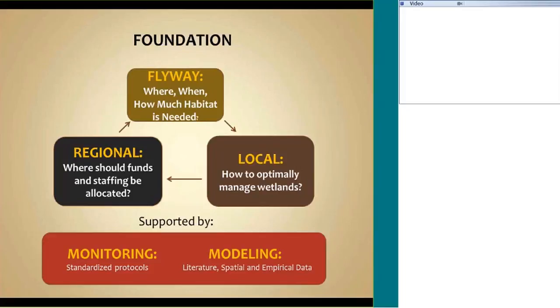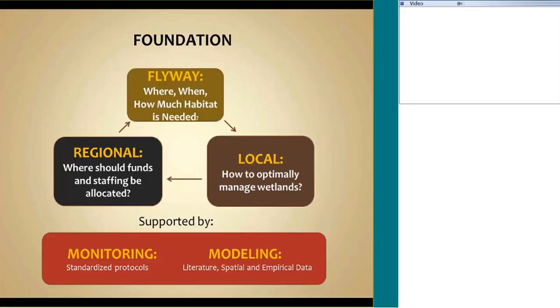The questions included, at the flyway scale, where, when, and how much habitat for water birds. At the regional scale, where should funds and staff be allocated for acquisition, restoration, or management activities? And at the local scale, the question was, how do we optimize habitat management strategies for water birds?